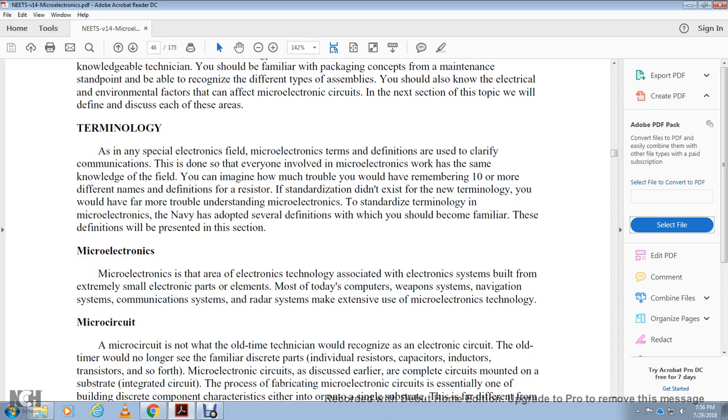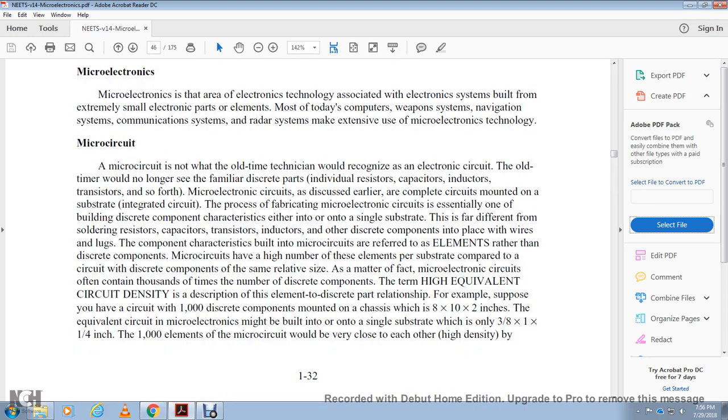Microelectronics. Microelectronics is the electronic technology associated with electronic systems built with extremely small electronic parts or elements. Most of today's computers, weapon systems, navigation systems, communication systems, and radar systems are made possible by microelectronic technology.